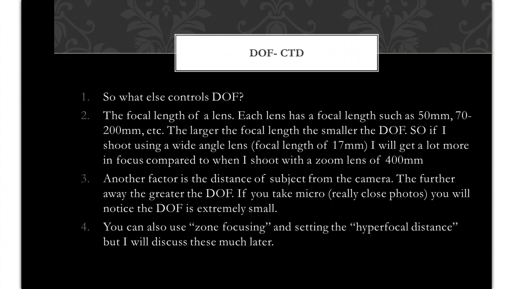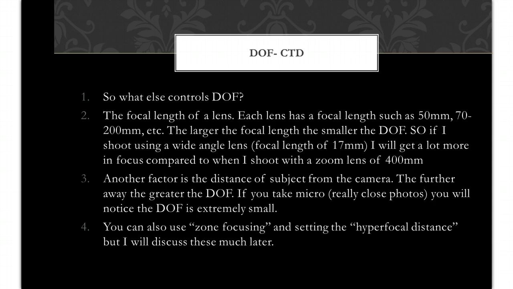What else does it control? Well, the focal length of a lens. When I buy a lens or you look at a lens, on the side you will see, for example, a 50 millimeter lens, or 17 to 24, or 70 to 200. That is the focal length. The larger the focal length, the smaller the depth of field.